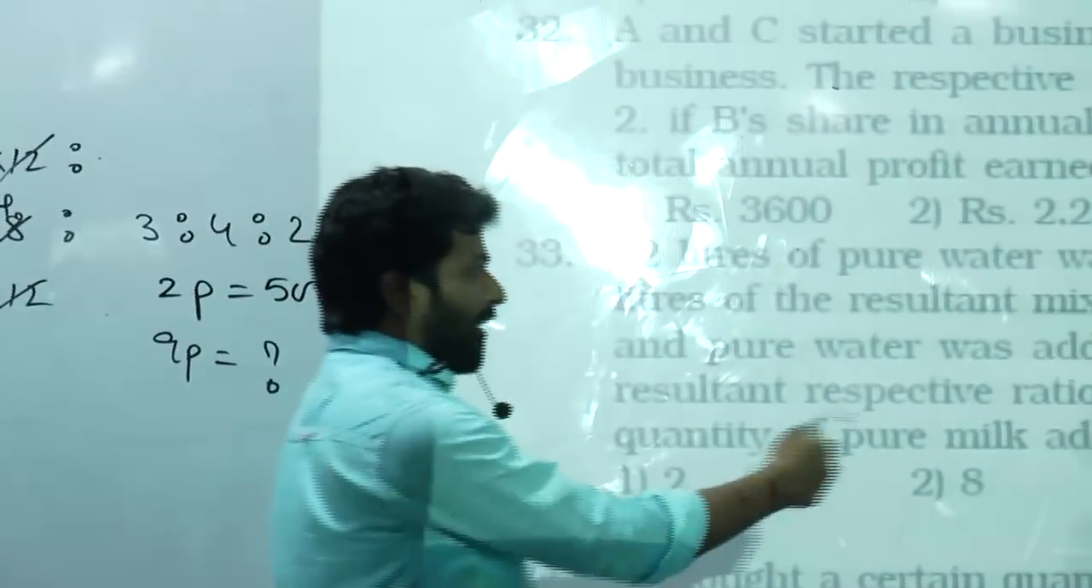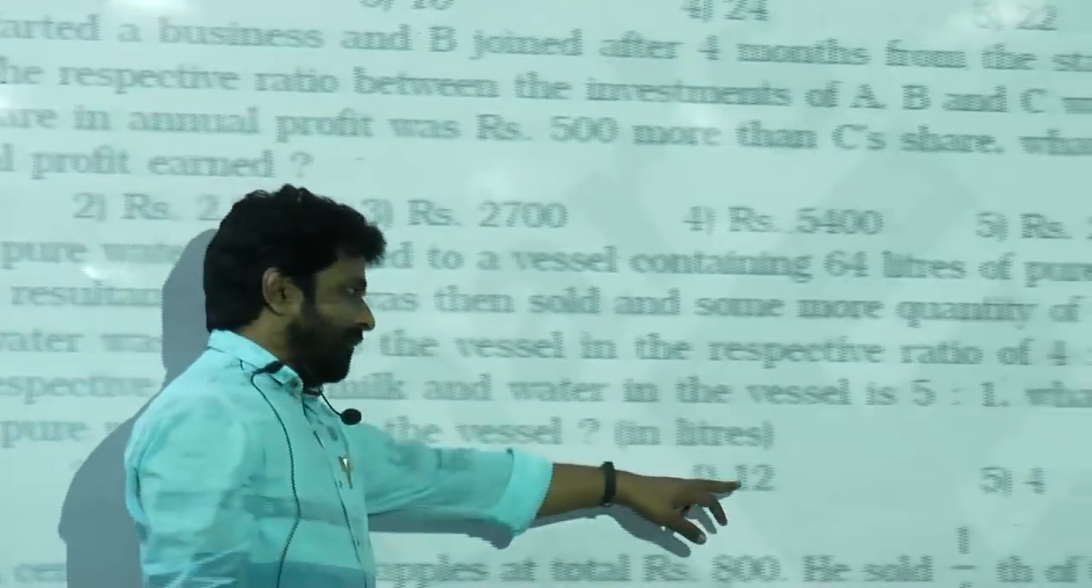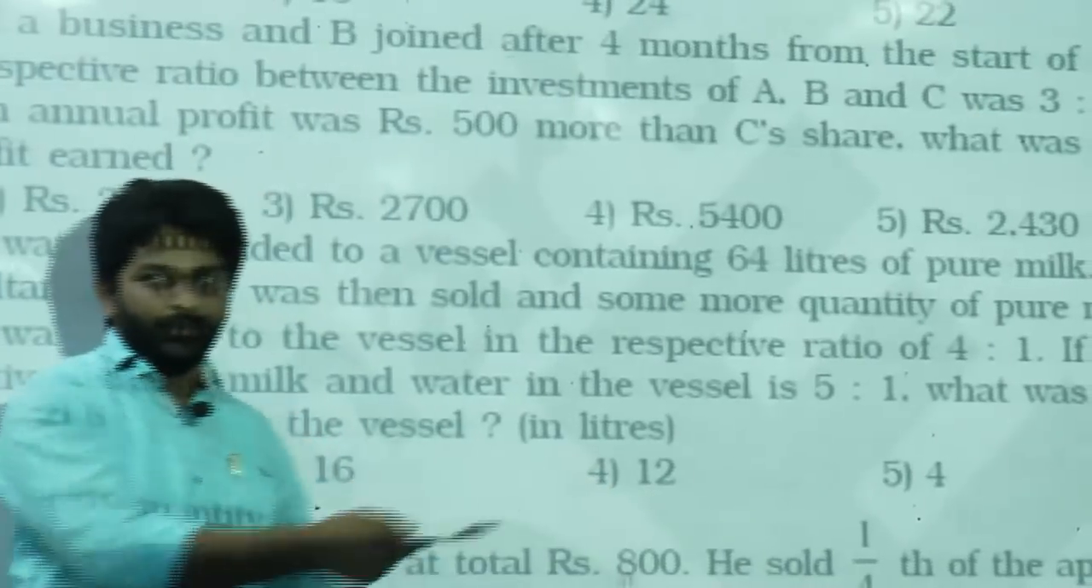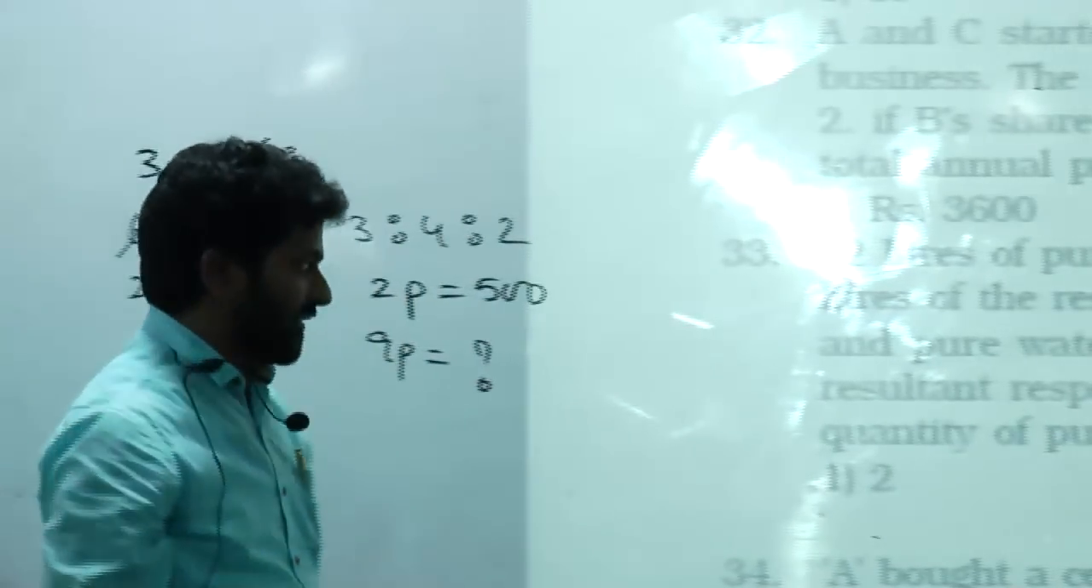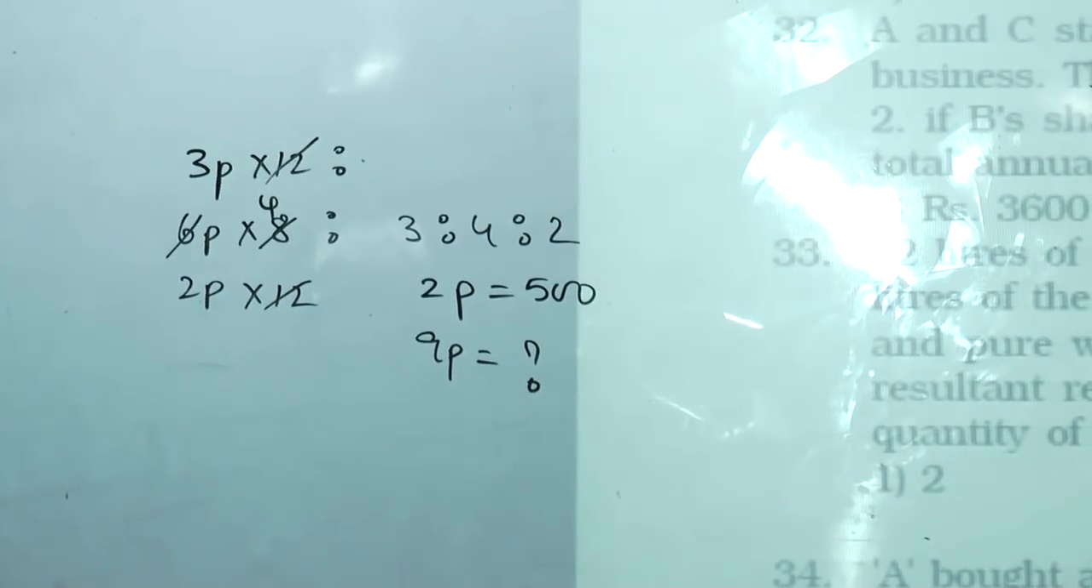If you add any other option, if you add 16 liters to 32 liters, that won't be a multiple of 5. Like that, even if you add 12 or 4 to 32 liters, that won't be a multiple of 5. So that cannot be your answer. Next.